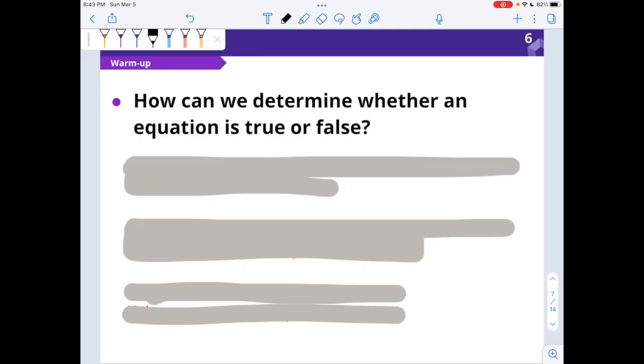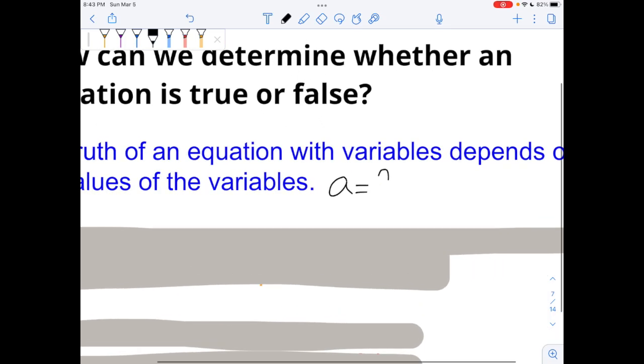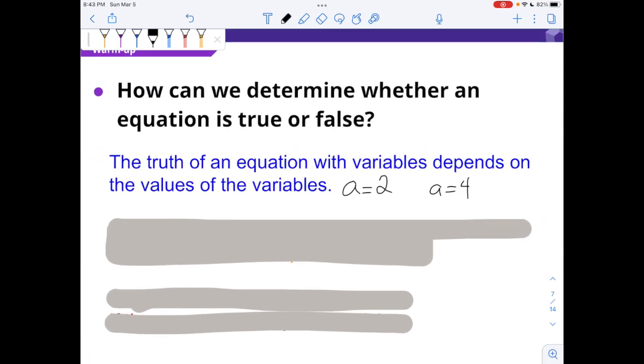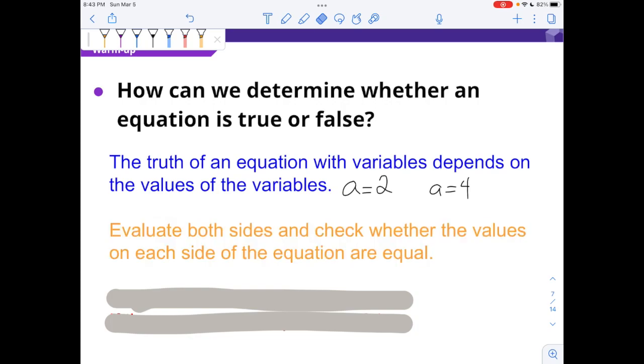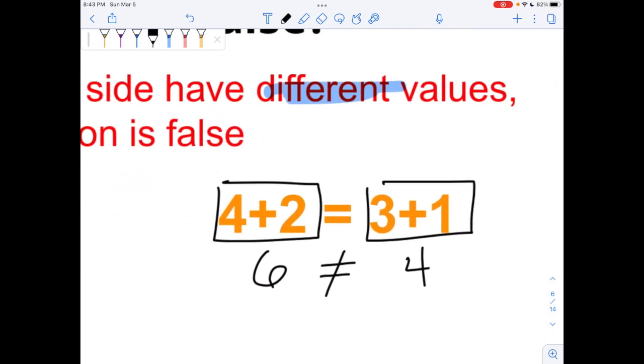So how can we determine whether an equation is true or false? You just saw me do this. The truth of an equation with variables depends on the values of the variables, right? It might be true if a equals 2, but it might be false if a equals 4, right? So it kind of depends on what they tell us the letters equal. Additionally, you need to evaluate both sides and check whether the values on each side of the equation are equal. Here, we said that 6 does not equal 4.